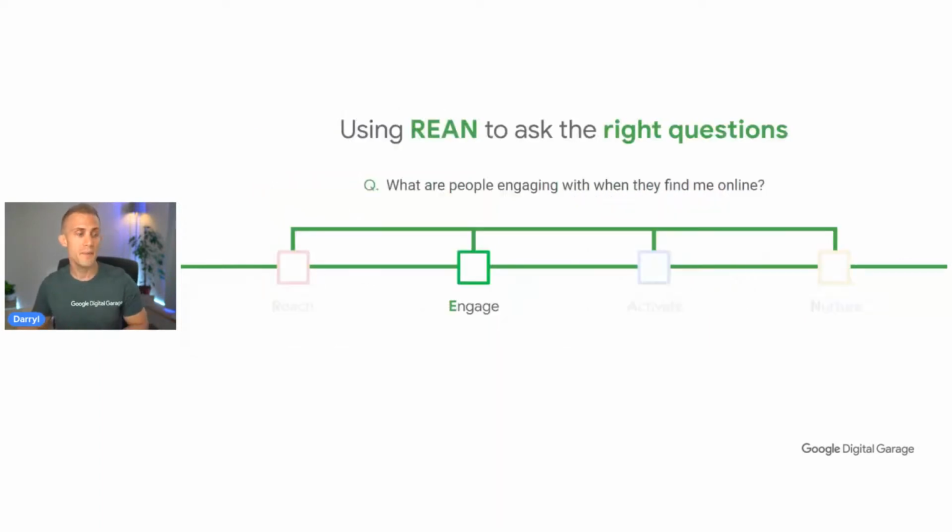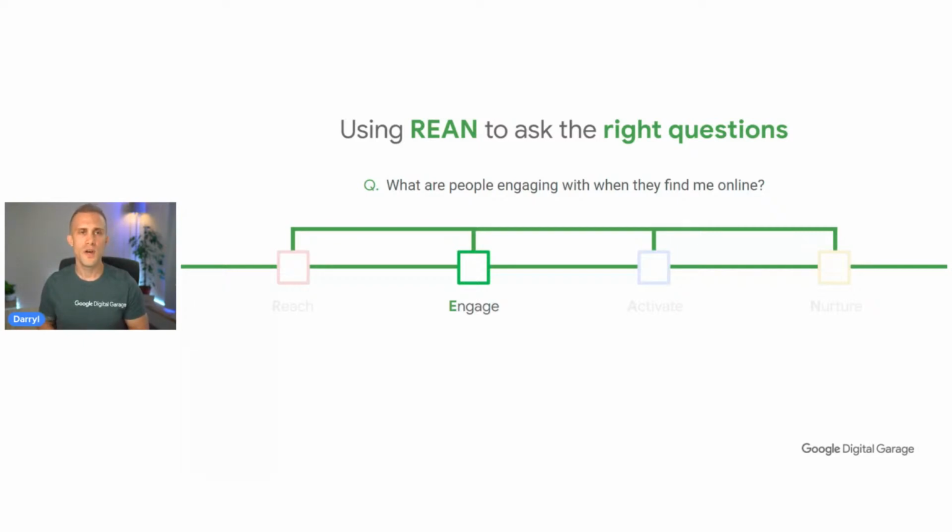So next up, we're going to jump into the question of what are people engaging with once they find me online? So we've now learned a little bit more about where our customers are coming from, and we've also learned more about how we can use that information. But now they've actually found you, and they're actually on your website, and they're spending time on your website. But now we want to know a little bit more about, are they finding the information that they're looking for?